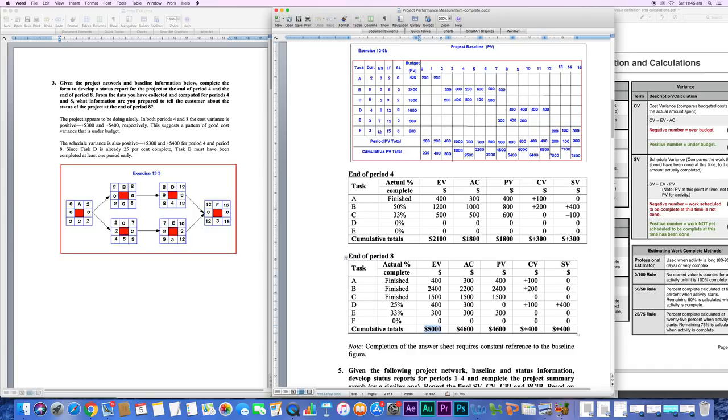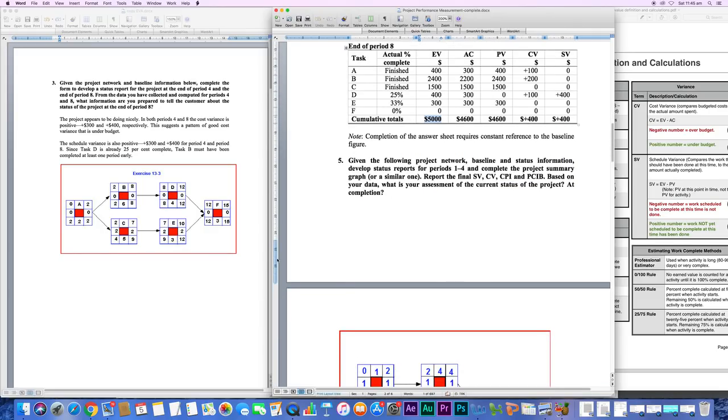Let's see further. 400 minus 0, we have plus 400 here, and 300 minus 300, it's 0. So the total schedule variance for end of period 8 is plus 400. So there are no problems here in terms of both schedule and cost. In period 4 and period 8, it's all fine.